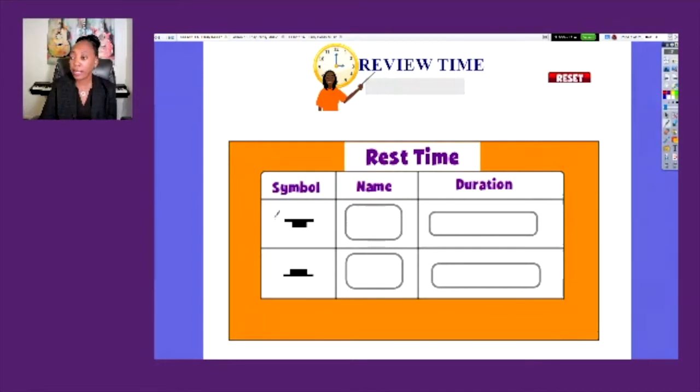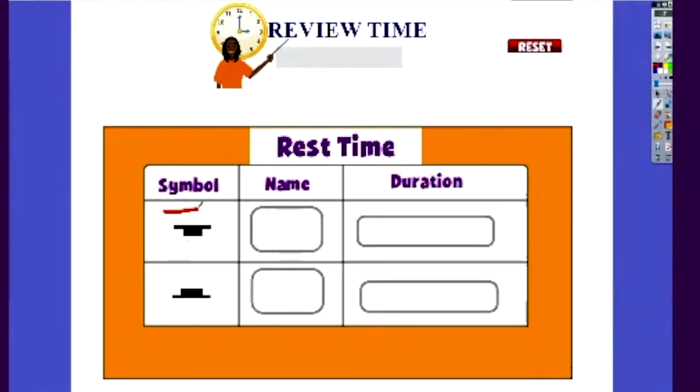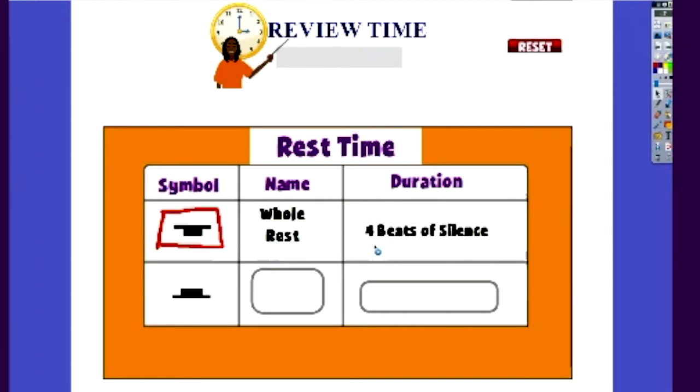So let's look here at this first box. We have a symbol in music. It's some kind of rest. And what does this tell us in music when you see this symbol? Kind of looks like that hole in the wall we talked about. Do you remember the name? That's right. Yes, it is a whole rest. And how many beats does a whole rest get? Yes, 4 beats of silence.